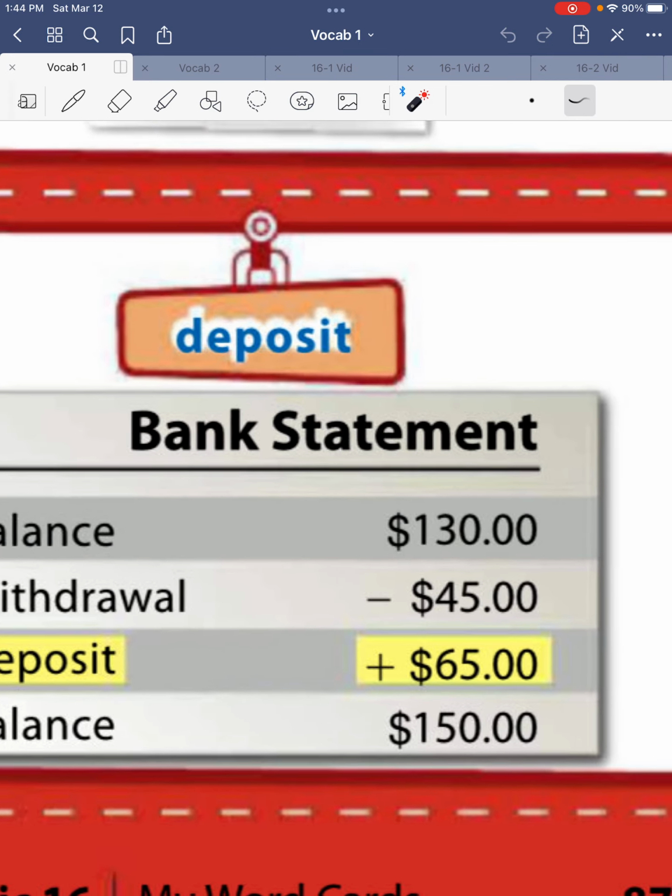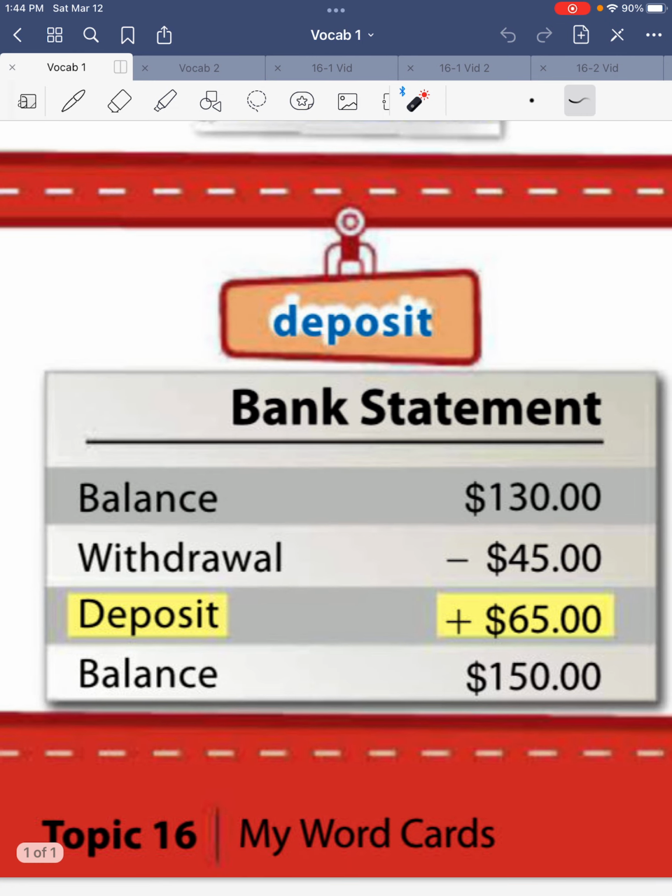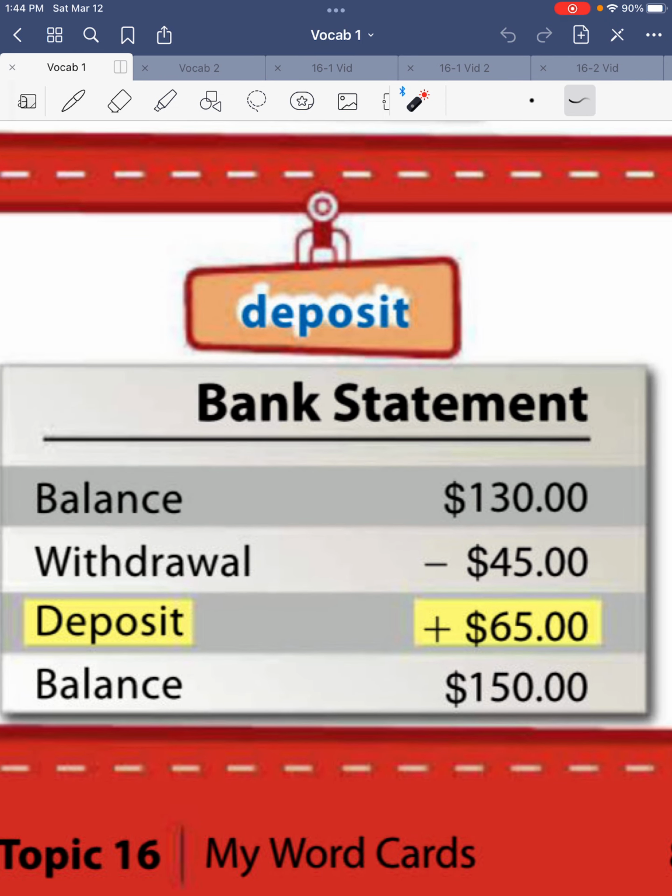Next word we have is deposit. So deposit deals with a bank. When your parents go to work, maybe in a week or in a month, they get a check. And this check is just the money that they get for doing the job that they do.